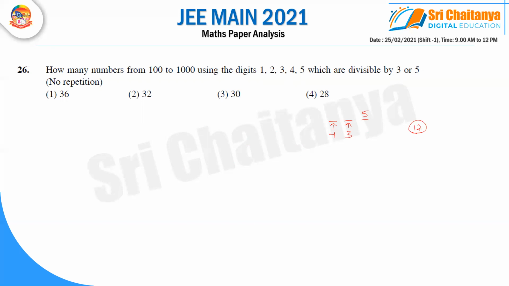Now when we come to divisible by 3, we need to write the cases. I need a 3-digit number, that too using only 1, 2, 3, 4, 5. So I will be getting 3, 4, 5; 2, 3, 4; 1, 3, 5; and 1, 2, 3. These are the possible sets. And in each of these sets, we are going to get 3 factorial terms. So total how many? 3 factorial each. 4 sets are there. So 6 4s are 24. So 24 plus 12 will be 36.